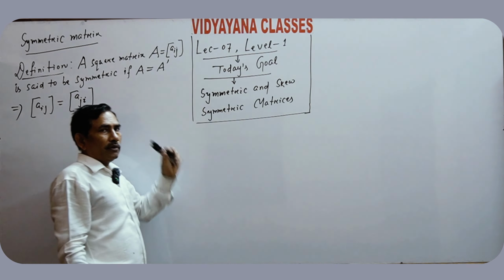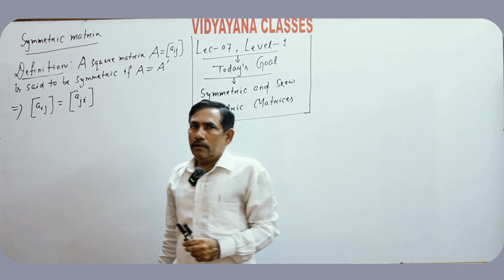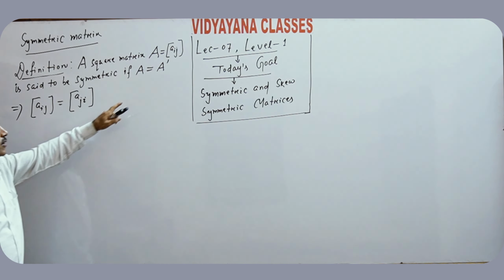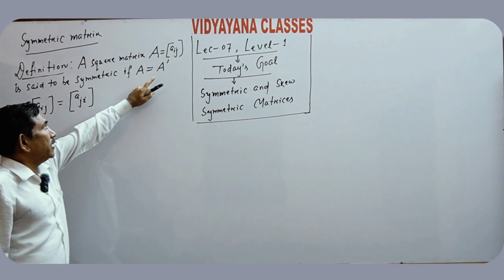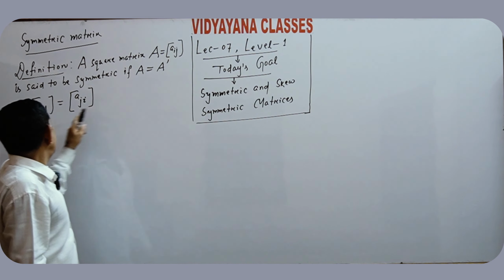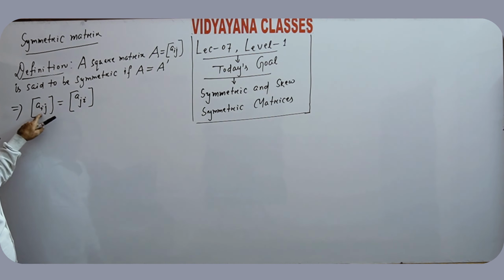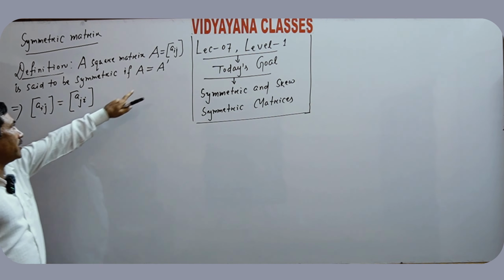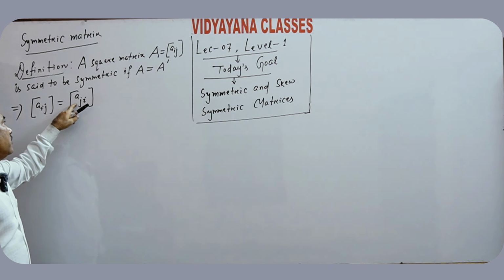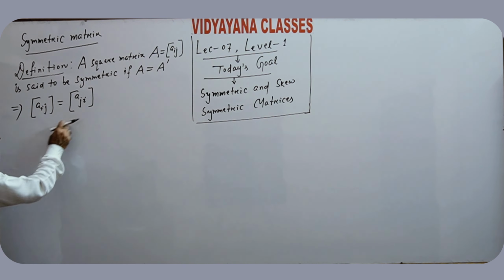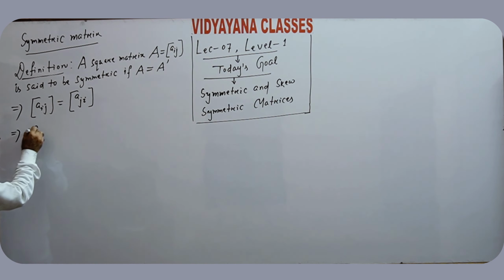A dash is the transpose of A. Changing rows into columns and columns into rows, the matrix obtained is called the transpose of the given matrix. A has Aij as the element of the ith row and jth column. A transpose has the element Aji, since rows change to columns and columns change to rows. Now, two matrices are equal implies their corresponding elements are equal.